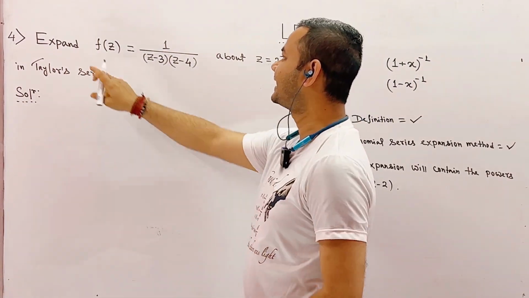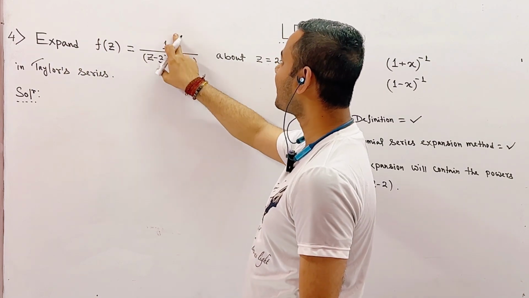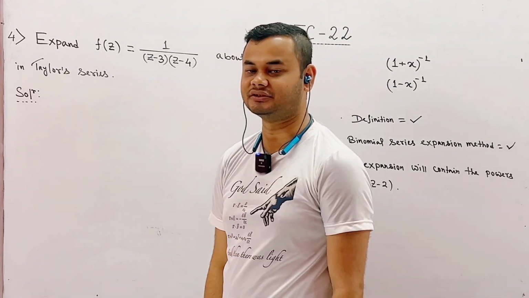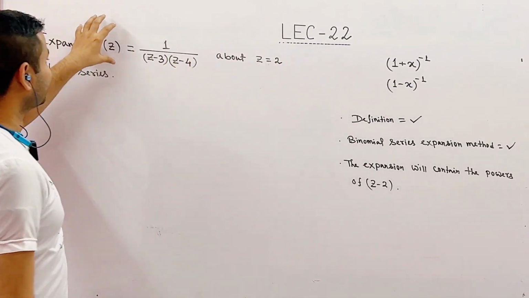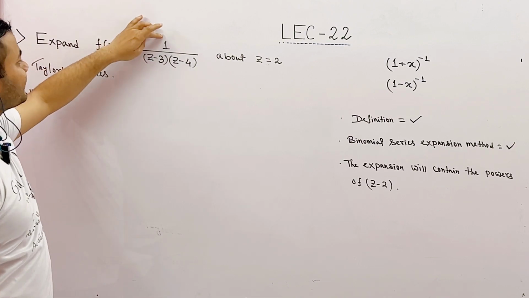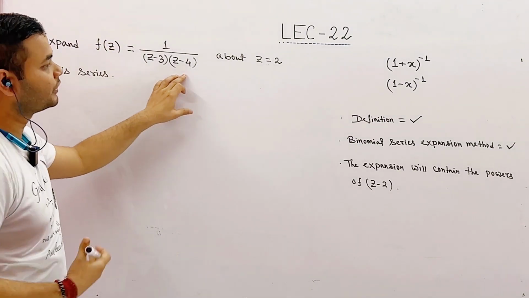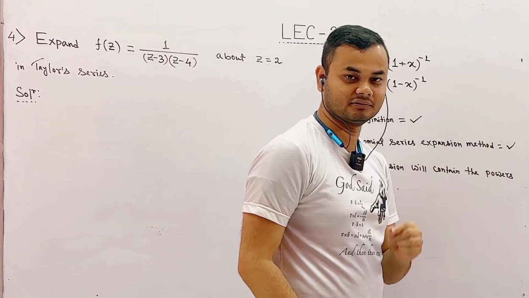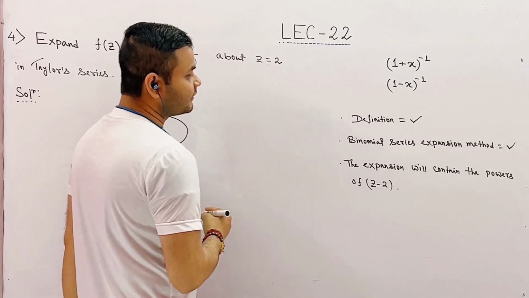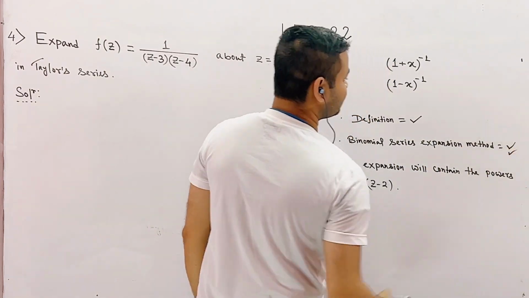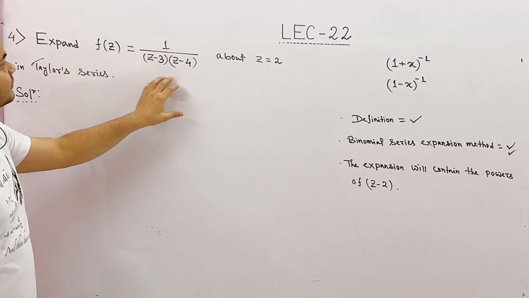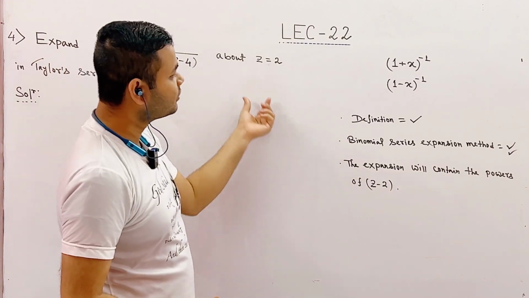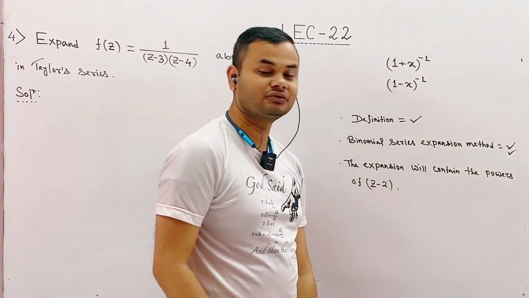According to problem number 4, expand f of z is equal to 1 by (z minus 3) into (z minus 4) about z equal to 2 in Taylor series. Students, we can expand this function with the help of the definition as well as with the help of the binomial series expansion method. But I will prefer this method only. Again, since we need to expand this function about z equal to 2, this expansion will contain the powers of z minus 2 only.